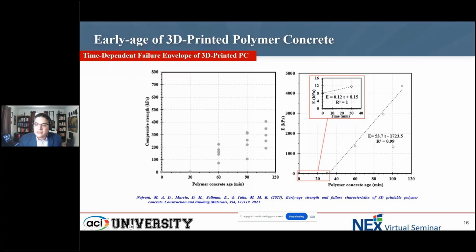So we have equations here describing the elastic modulus increase with time, and we have equations, as I showed before, describing the failure envelope. These are because both the elastic modulus and the failure envelope are very critical to do the modeling.